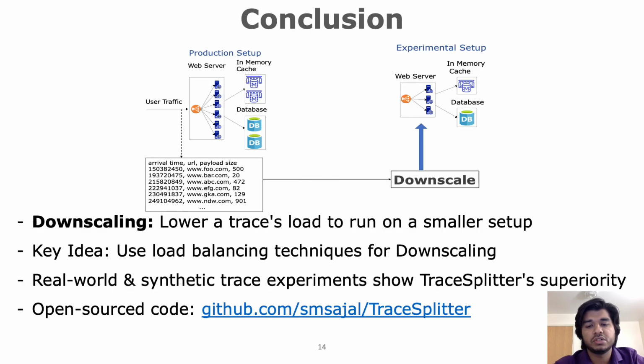To conclude, the target of this work is to show the downsides of popular downscaling techniques being used and to provide a novel solution that outperforms those. The key idea of our approach is that we propose using load balancing techniques to downscale traces while preserving trace characteristics. Our extensive experiments with both real-world and synthetic traces show the superiority of our approach. The source code of TraceSplitter has been open sourced for the benefit of the community.